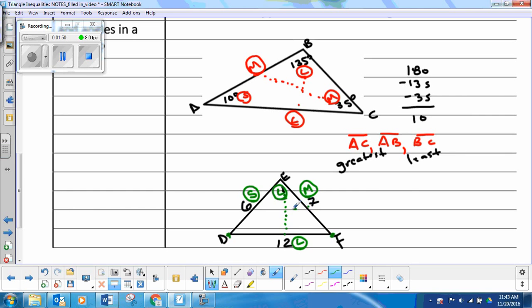From the medium-sized side, I walk opposite it to find angle D. I'm going to put a little M in there. And then on the small side, I walk opposite it to find angle F.